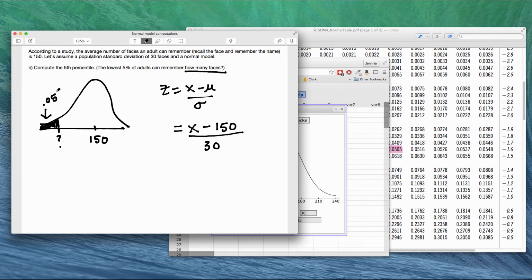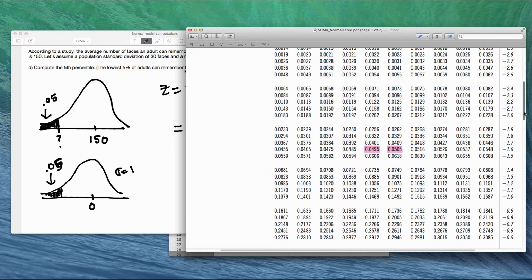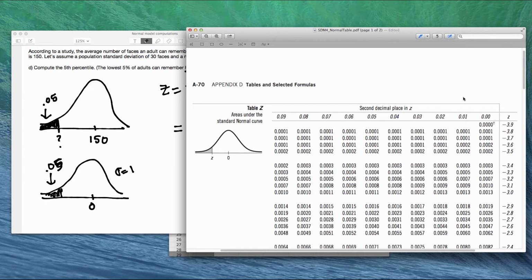So if I look at 5%, I'm going to look at this on a normal model, standard normal. Mean of 0, sigma is 1. Here is that 0.05. So on a standard normal model, what's the cutoff for 0.05 or 5%? I'm going to go to my normal table here. Again, it's finding area to the left.